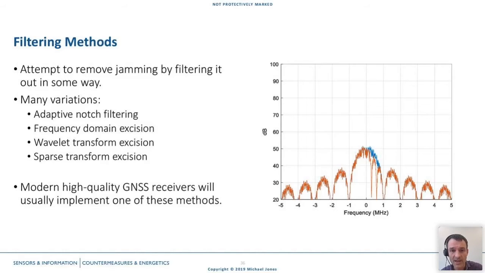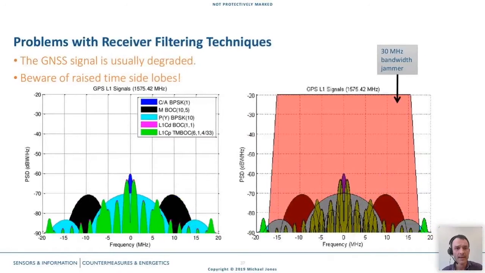And of course, there is a problem with that. You can see that orange signal has been degraded a little bit because inherently by filtering out that interfering signal, we've taken out some of the wanted GNSS signal at the same time.